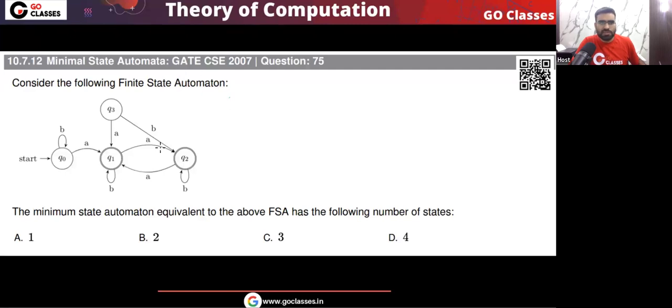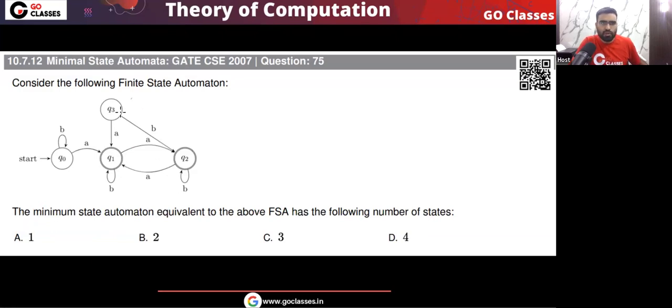This is GATE 2007 question. Consider the following finite state automaton. So this DFA is given to you. The minimum state automaton equivalent to the above FSA has the following number of states. So the question is asking how many states are there in the minimum DFA. So let's solve it.